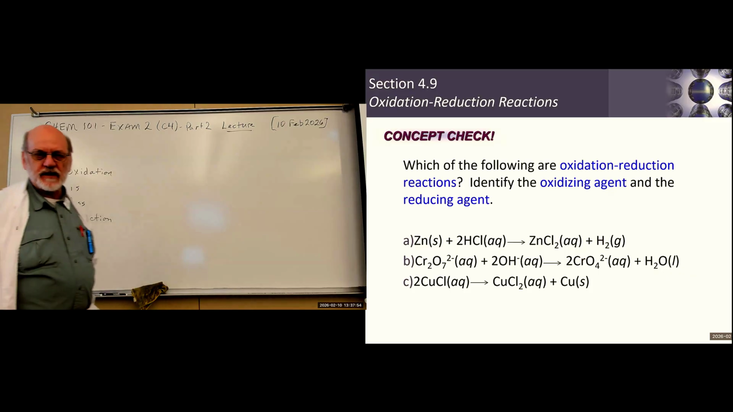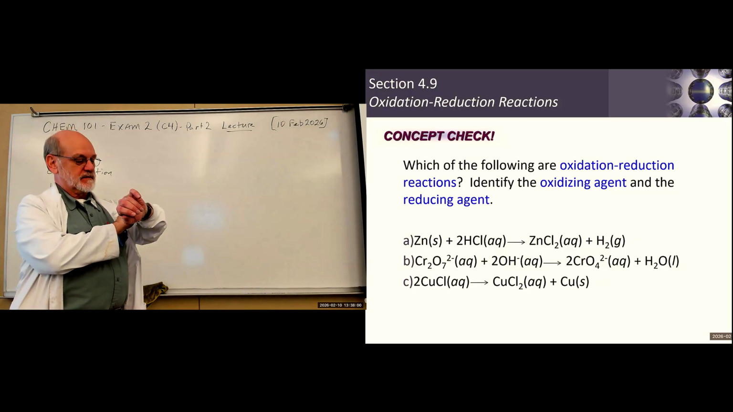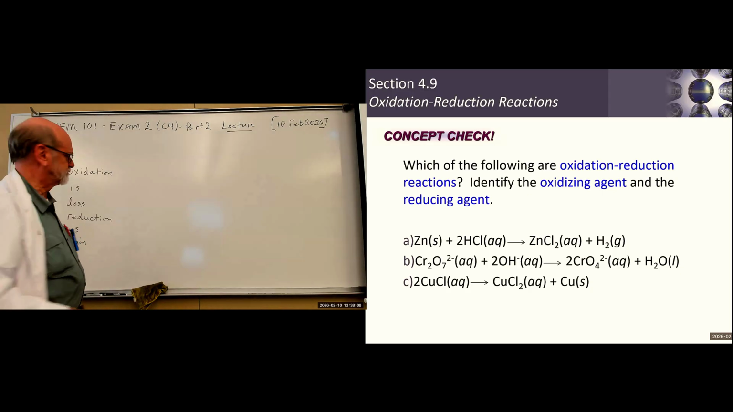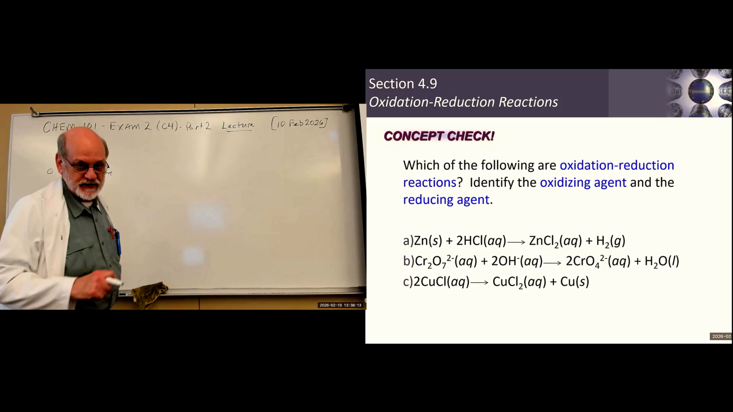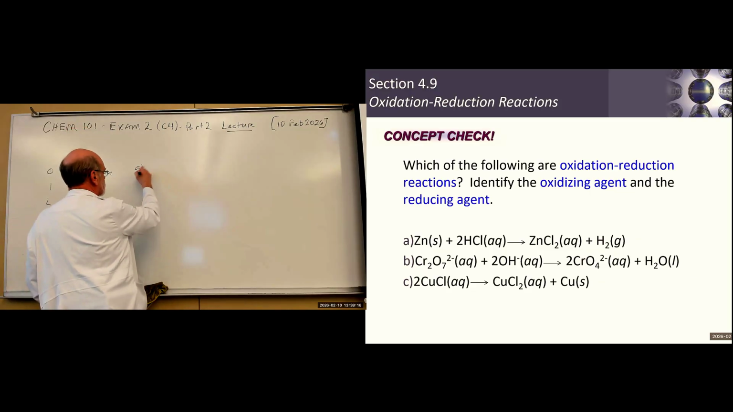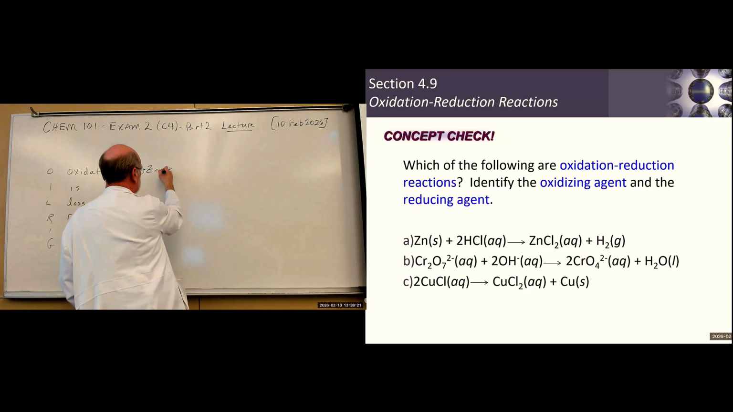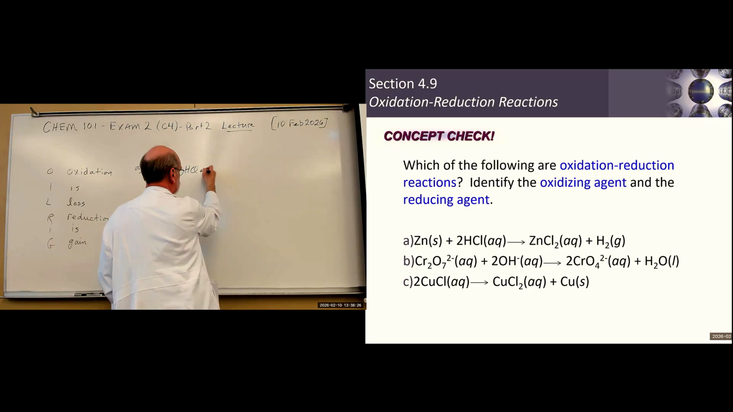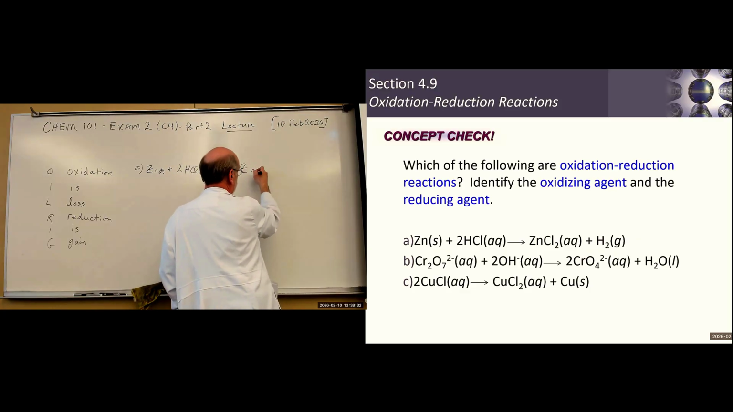Which of the following are oxidation reduction reactions? Identify the oxidizing agent and the reducing agent. Let's be quick about it then. If we have A, zinc plus, that's a solid, I guess I better put the phases in here, plus 2 hydrochloric acid, right? Aqueous means we name it as an acid. And then we get these compounds.